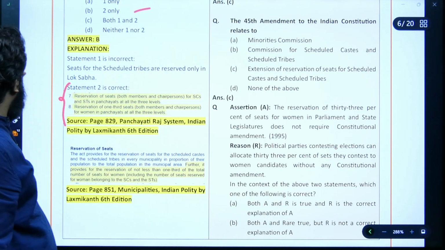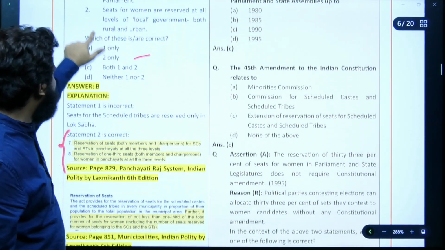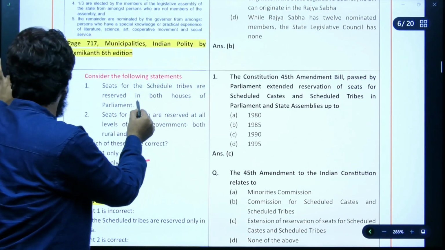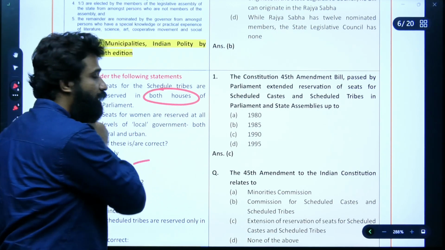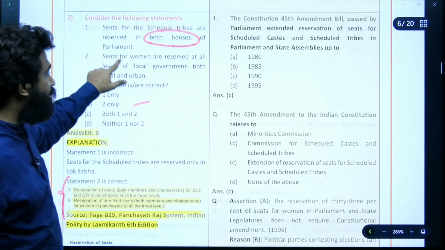So, the big mistake here is the first statement: scheduled tribes reserved in both the houses of parliament is absolutely wrong, because Rajya Sabha does not have this feature. So, the first statement can be comfortably eliminated.